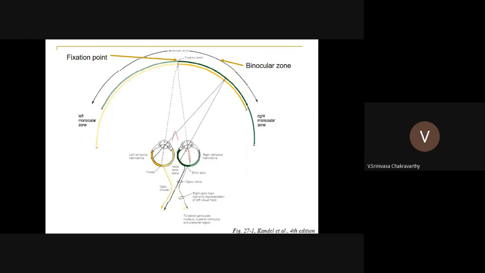So we call this the nasal. So this is the nasal hemiretina, half retina. This is the temporal, one side of your temples, and the temporal hemiretina.